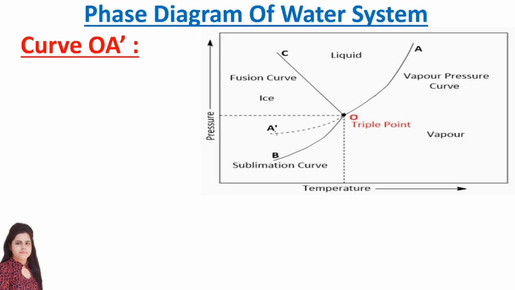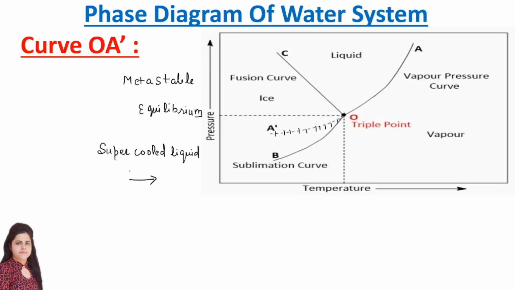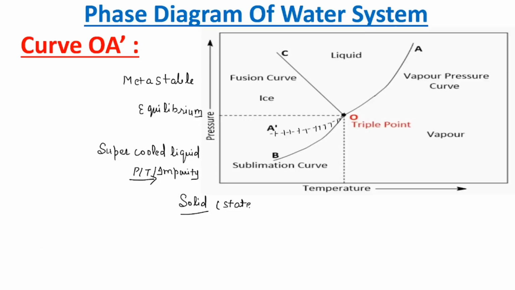Then we have the last curve, this dotted curve OA dash, which is called metastable equilibrium. Here your water is present in the supercooled liquid state, but if you change any pressure or temperature condition, or if you add some impurity, then it will change into the solid state.